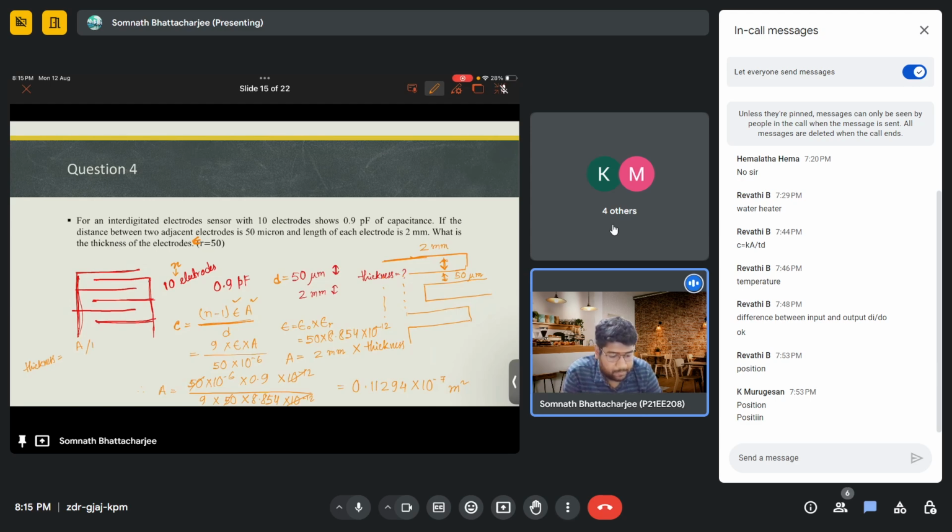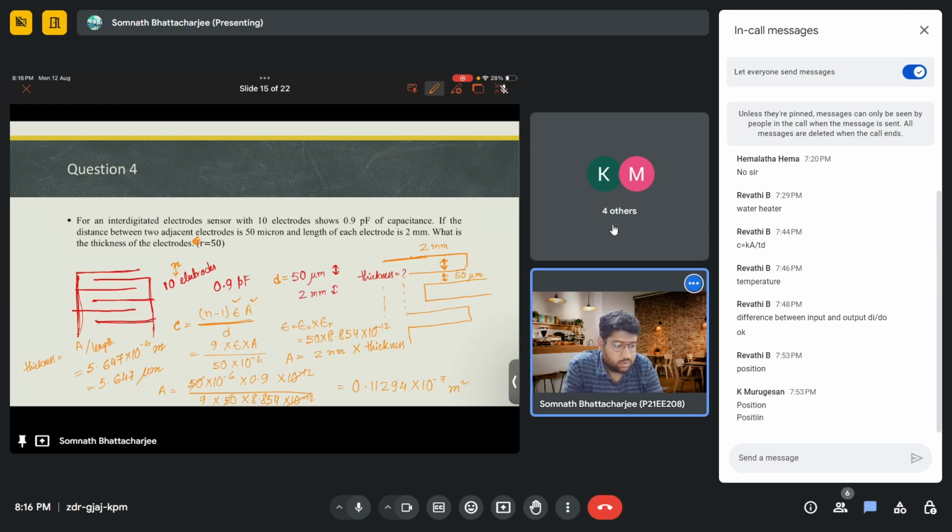Can you repeat again? Just give me the value. So in my calculation it would be 5.647 into 10 to the power minus 6 meter, or we can say 5.647 micrometers. Is it okay? Everybody has got the same answer, right?